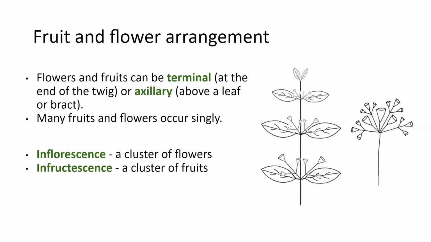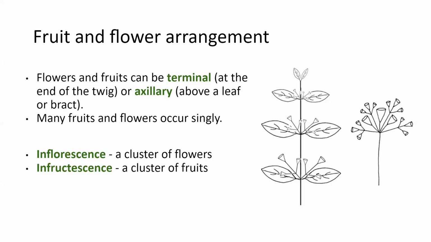So if we look at fruit and flower arrangements, right? This is how fruits and flowers are arranged on a stem. You can either have them clustered at the end, which would be called terminal, at the end of a twig, or they can be axillary, where they're contained above a leaf or a bract. So the example in the diagram on the left would be an example of axillary fruits or flowers. And then on the right is an example of a terminal, right? So the flower or inflorescence is at the end.